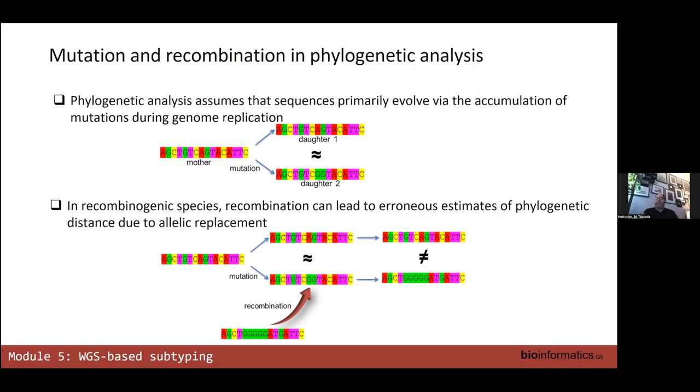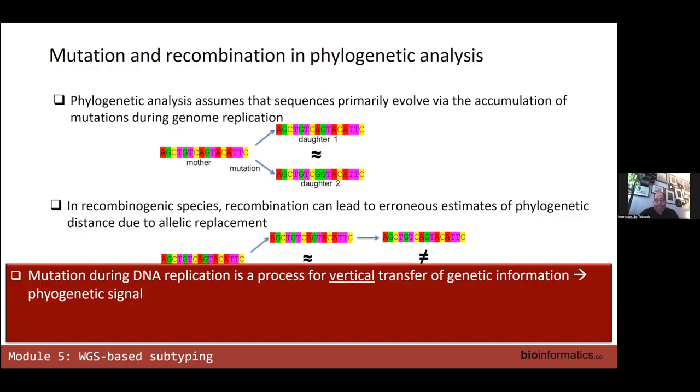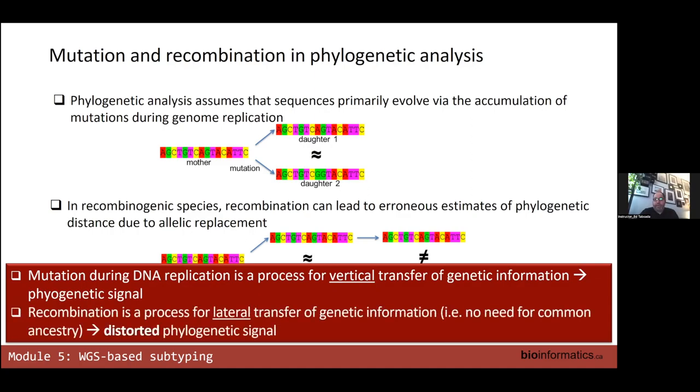But when you have species where recombination is a significant feature of their evolution, you can have alleles parachuting in and replacing other alleles. So that stepwise acquisition of mutations is completely gone, because you can have an allele replaced by a completely different allele, or even by foreign DNA from a different species, or a closely related species, and all of that's gone to hell. So that causes significant problems in terms of phylogenetic signal, and it distorts phylogenetic relationships.